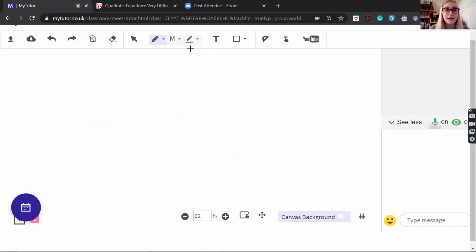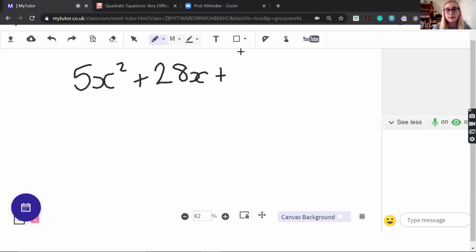I think the best way is just to see loads and loads of examples and we'll get the hang of it. So let's have a look at this: 5x squared plus 28x plus 15. Let's have a go at factorising this one. I'll try to leave pauses in between in case you're trying to work it out as well. So the first step is the brackets.